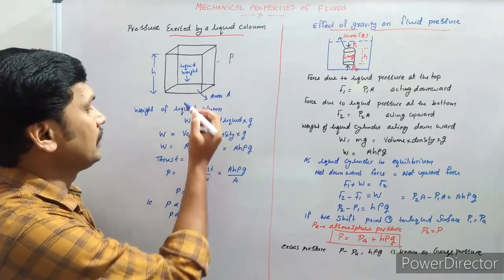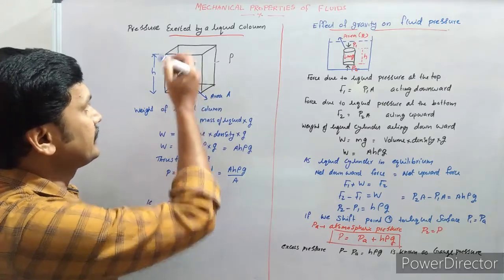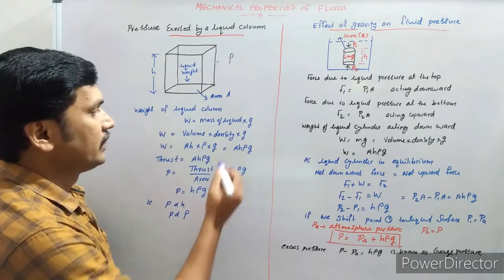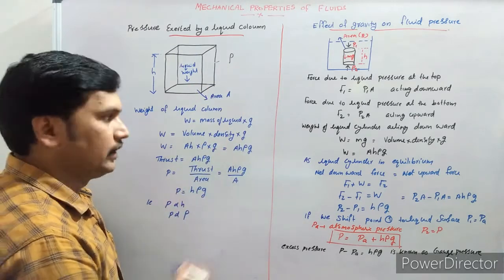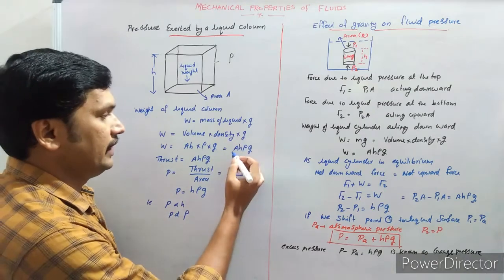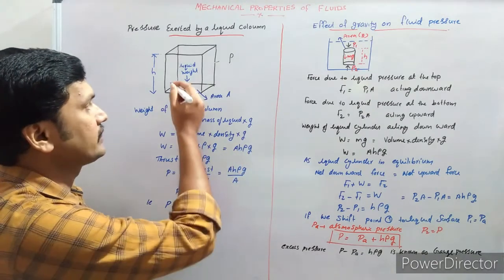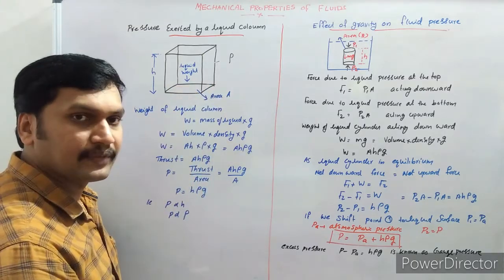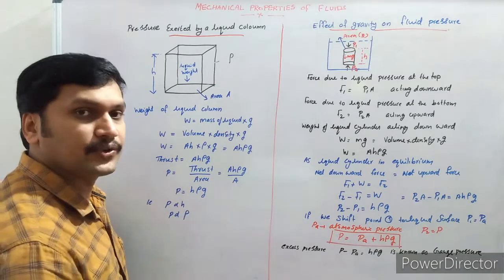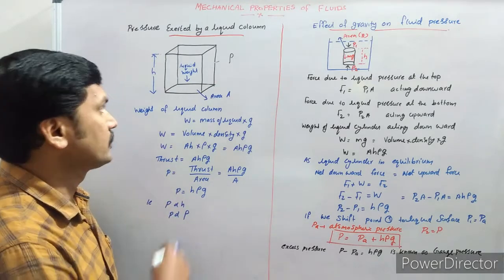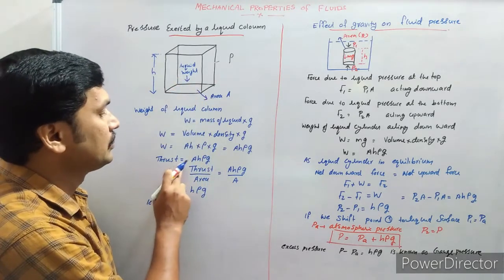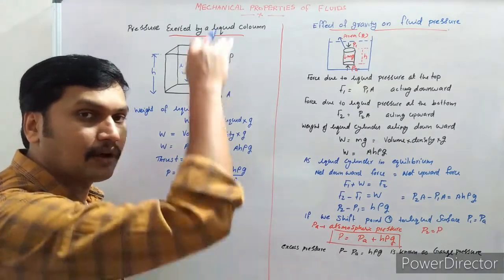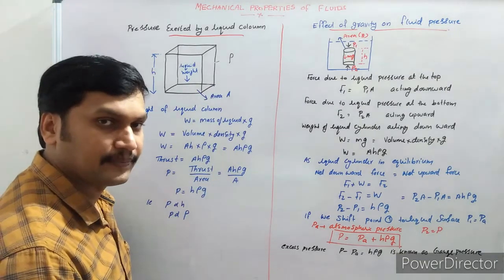So the volume is equal to cross-sectional area into h. That's the volume of this vessel or volume of this liquid, A into h. Density is given as rho, into acceleration due to gravity g. A h rho g is the weight of this liquid column, which is acting on this plane surface of area A. We can consider that a normal force, so that's a thrust acting on it. So thrust is equal to A h rho g. Thrust is nothing but the force acting normal to any surface.